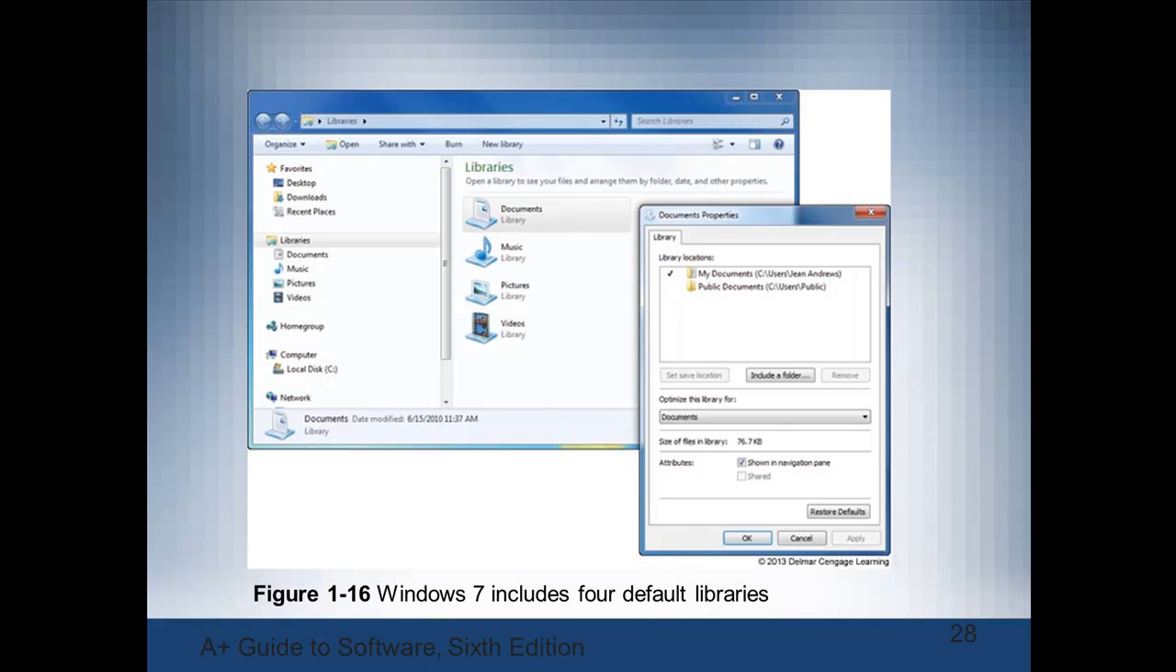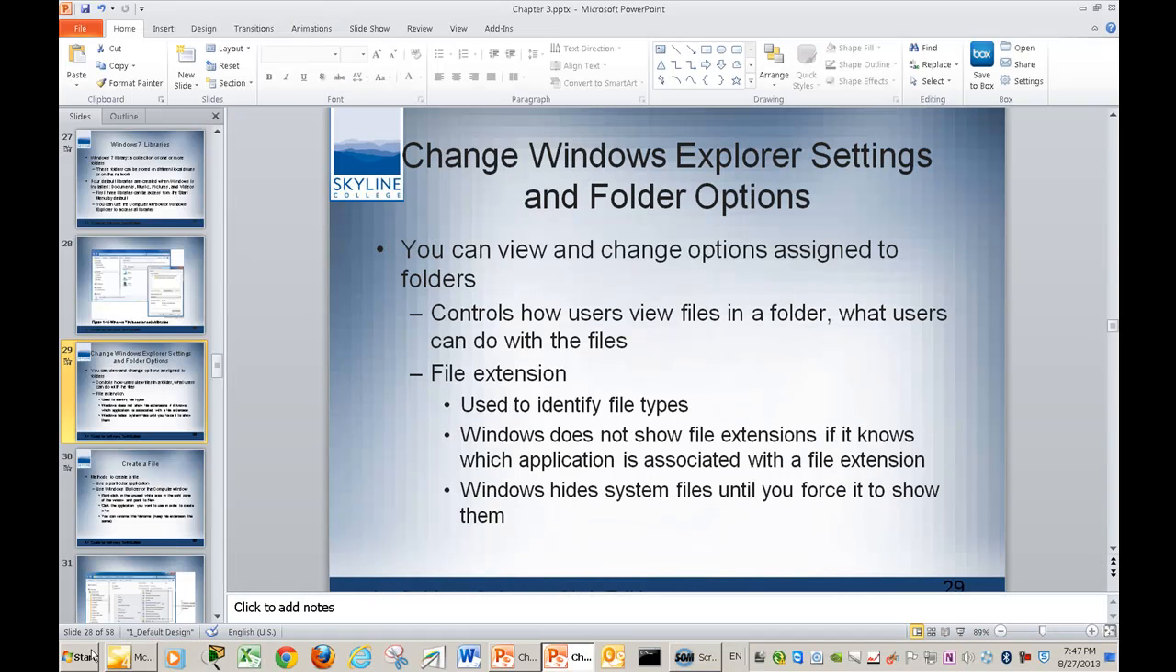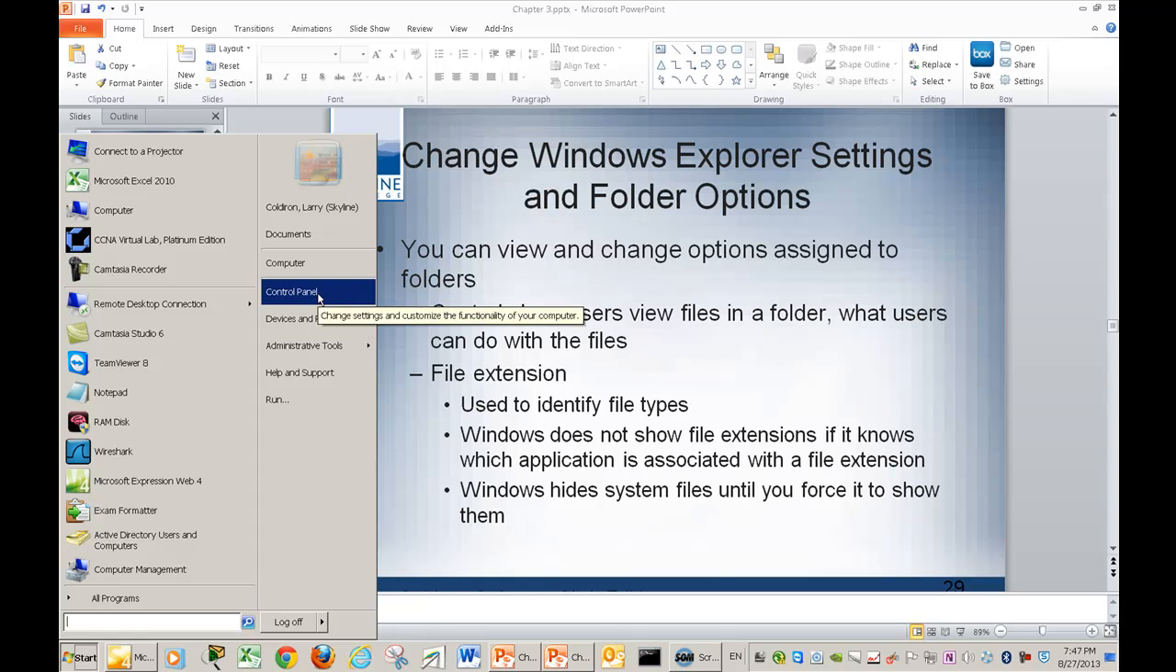The documents library, you can add the library locations. You can add more than one location there, as you can see. These are all things that you can do. The folder settings control how users view files in a folder and what users can do with files and file extensions. This is one I really want to look at.